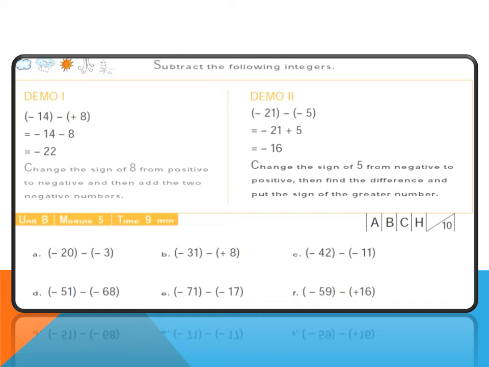And the sign will be the sign of the larger number. Here the larger number is 21 and the sign is negative. So the answer will be negative 16. If you need more time, pause the video, go through the demo once again. Take 9 to 10 minutes and solve all the 6 problems given in module number 5 yourself. Now let us move on to the answers part.